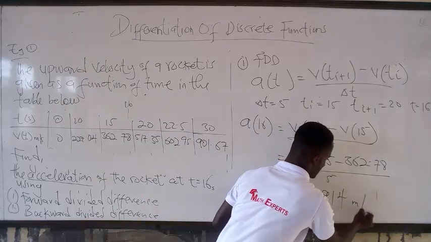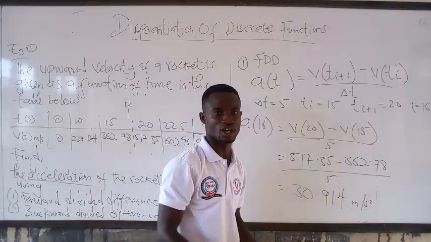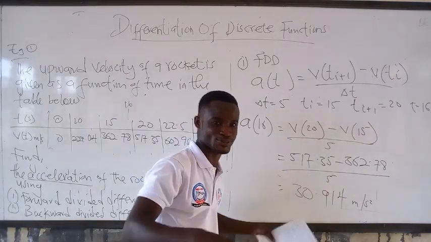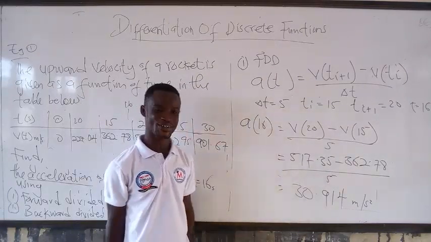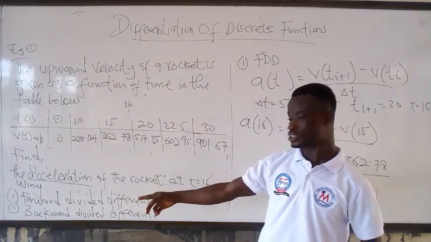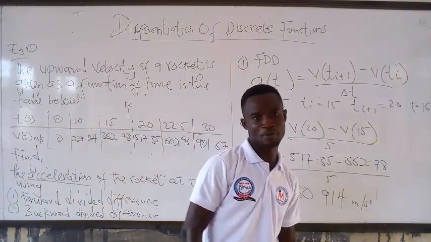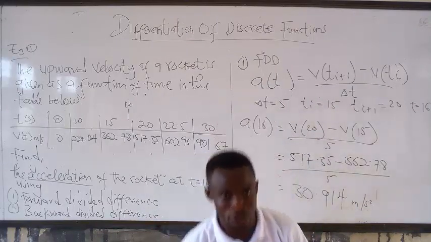1.14 meters per second squared. Don't forget, because it's acceleration, so that will be meters per second squared. That's all. You see how nice it is? So can you continue with the backward divided difference? Do it and I'll be back with the solution.